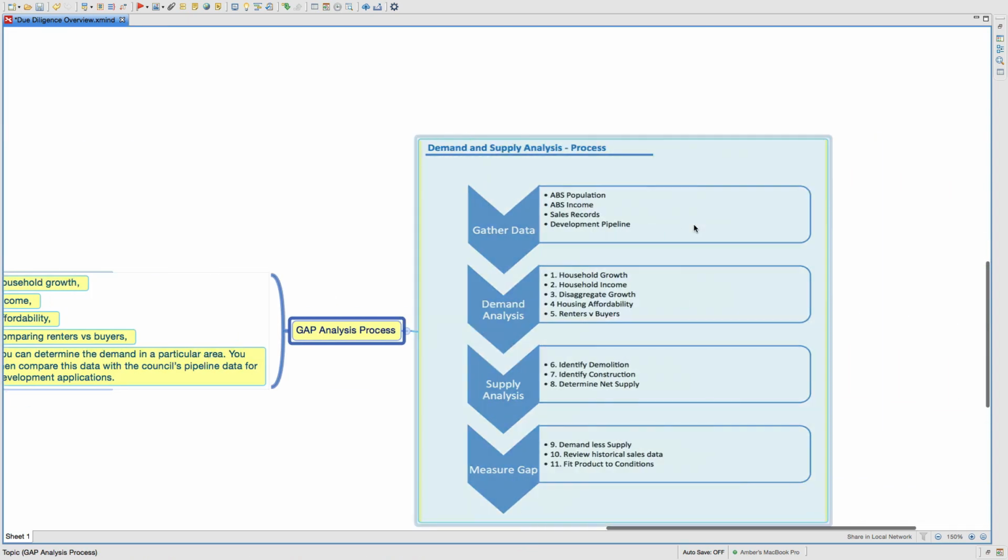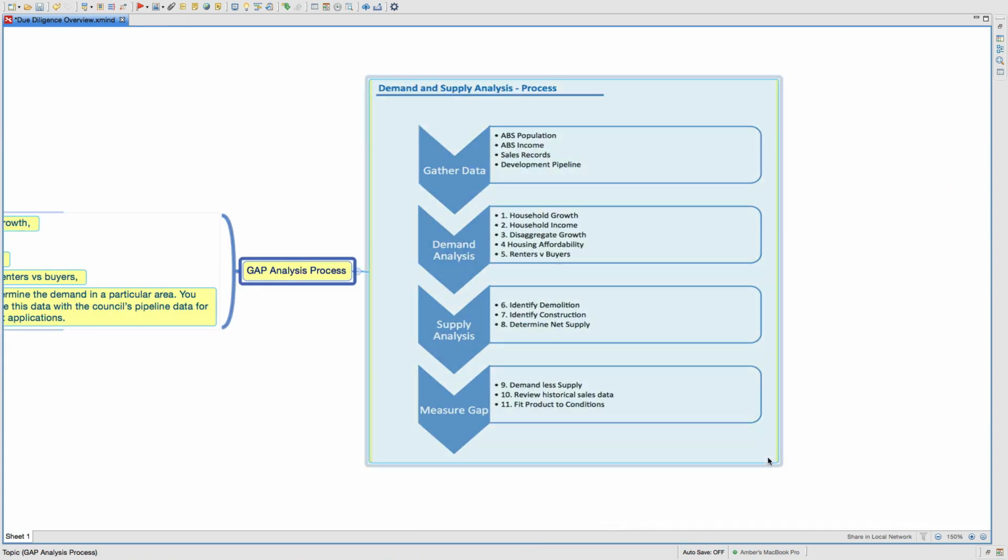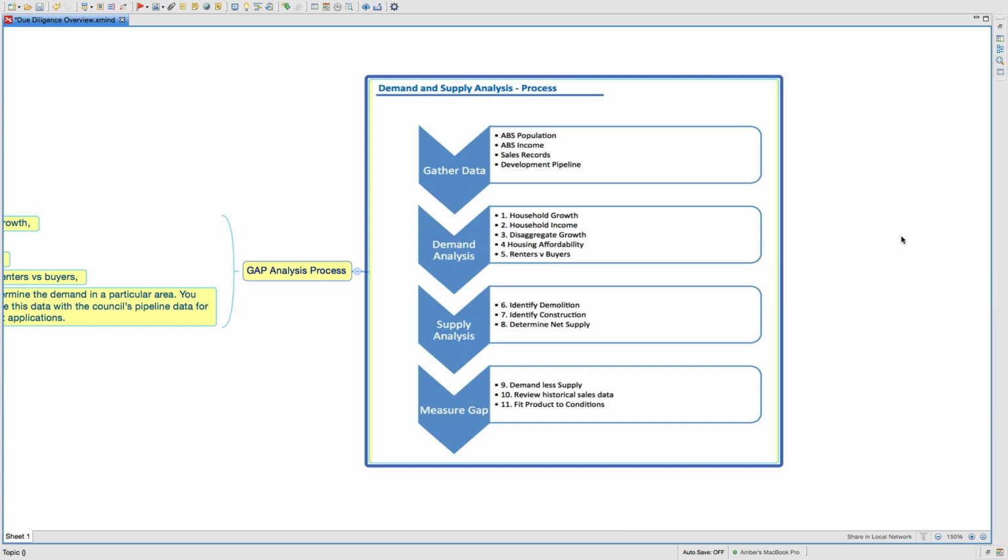Gap analysis process. If you wanted to understand what the gap analysis process is, it starts by gathering data, and you can use ABS population, ABS income, sales records, and the development pipeline. That's where you get all your data. And in the course I explain all these resources where you can get all this data.